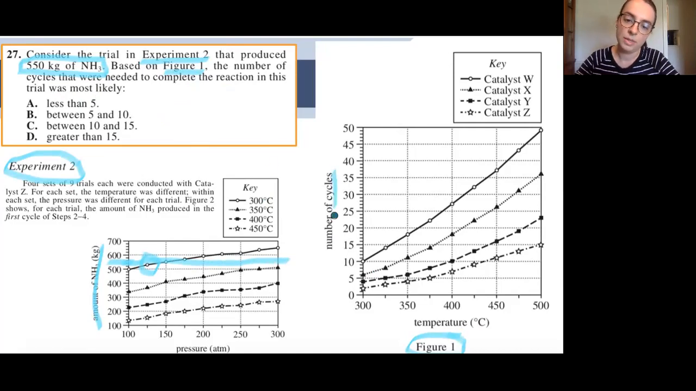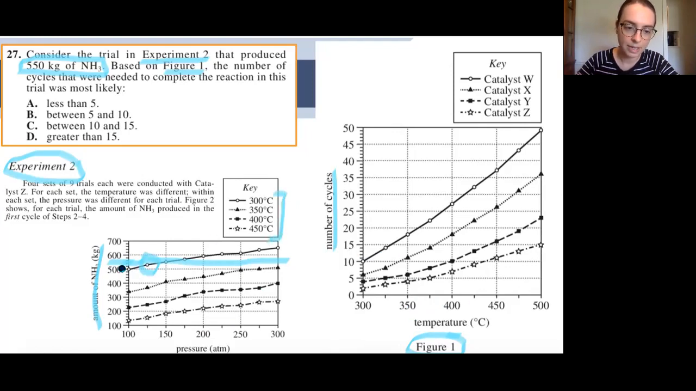So our answer will be somewhere here on this y-axis, number of cycles, okay? How do I connect these two graphs? These are always tough on the science section. They give you something on one graph and you have to connect it to a different graph. I try to find what do the graphs have in common, okay? So here I can see we've got temperature on the y-axis, or on the x-axis, sorry. And I see temperatures in my key here, okay?